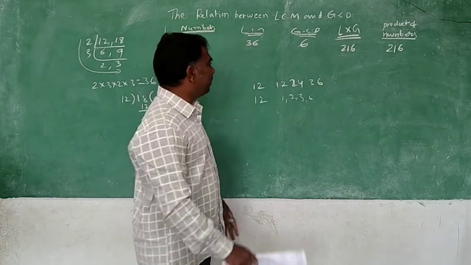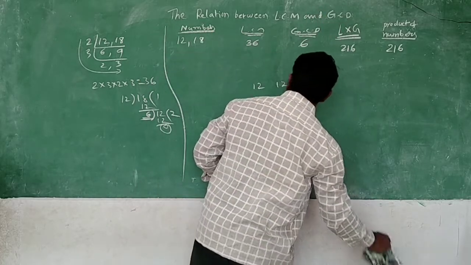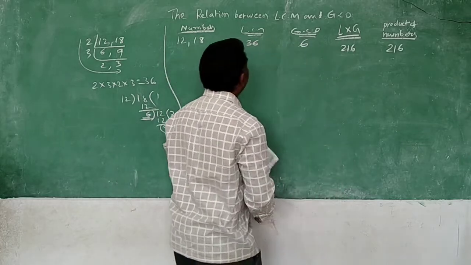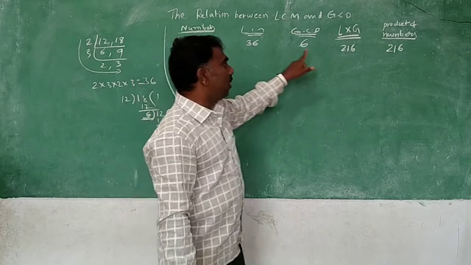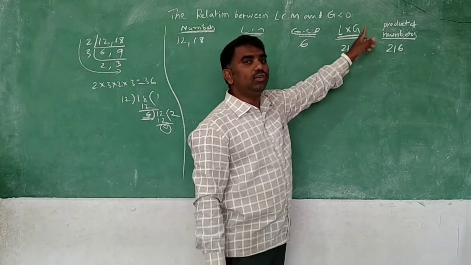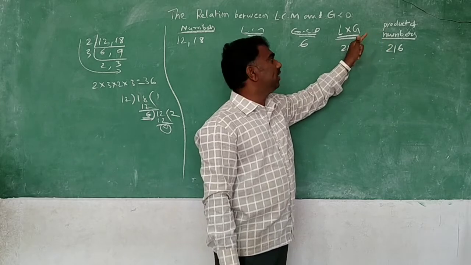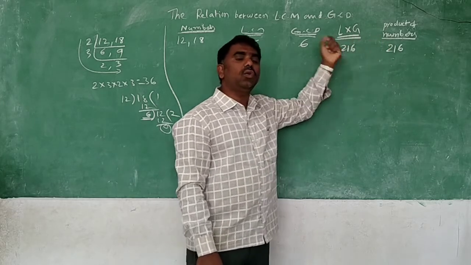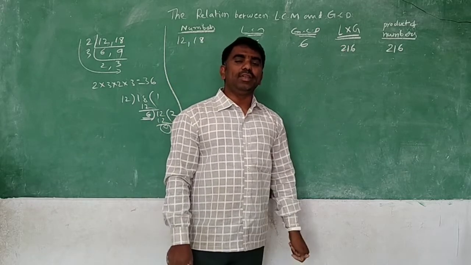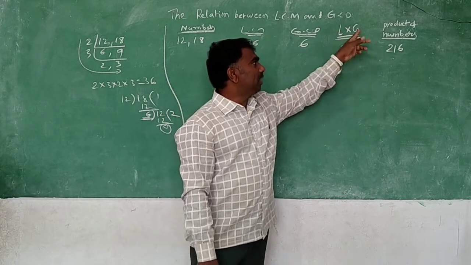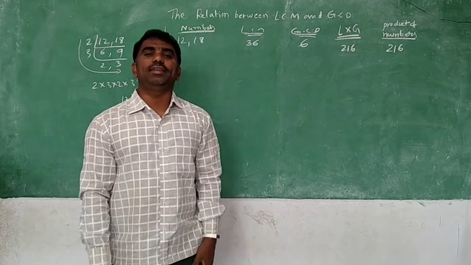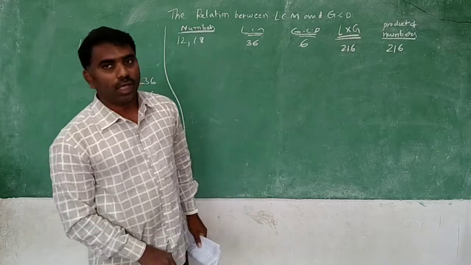So you have to understand that. That is also the most important thing you can observe here. When I multiplied the numbers, I got 216. And when I found the LCM and GCD and multiplied LCM into GCD, then also I got 216. So I am finding here that when I multiply the numbers I get the same, and when I multiply the LCM and GCD I also get the same.